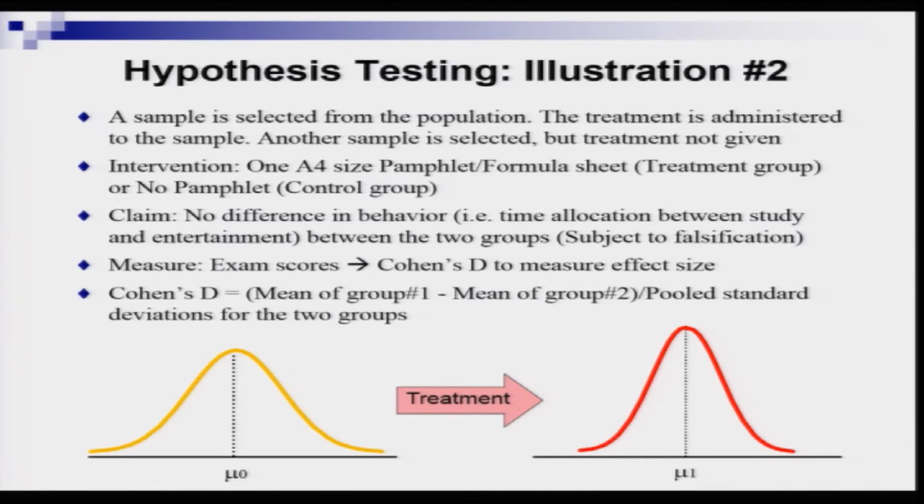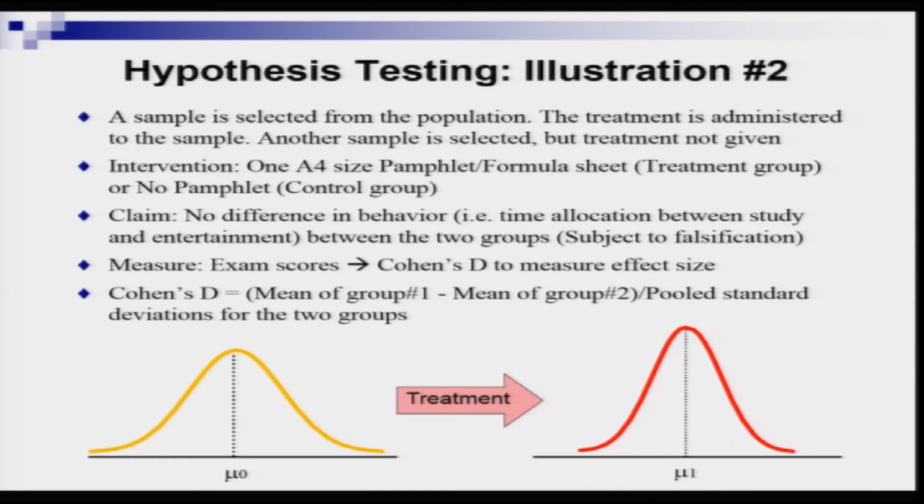So, now you claim that the students in the treatment group, who have learned that tomorrow they will be given some A4 size cheat sheet or formula sheet, whether their behavior is going to be impacted by this information. So, what do I mean by that? I am talking about the time allocation between study and entertainment, and the claim is that there is no difference in behavior between the two groups, and that is of course subject to falsification.